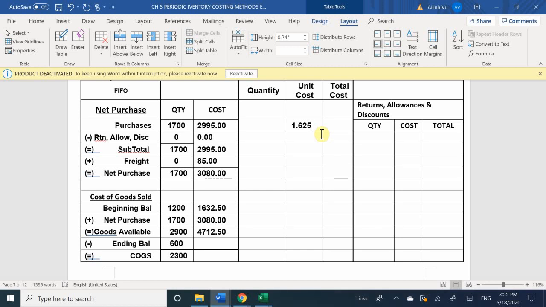But you know what? I'm going to round to the nearest penny, right? Because it tells you to round to the nearest penny. So I'm going to do 1.63. Okay, well, I just multiplied that by 600. So I'll go back and round it first and then multiply. Okay. What did I just say I'd do?